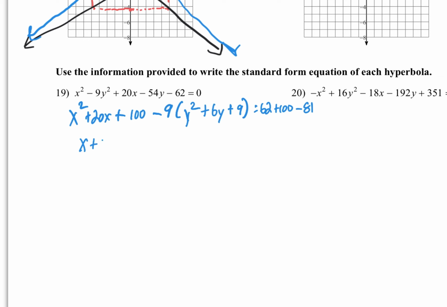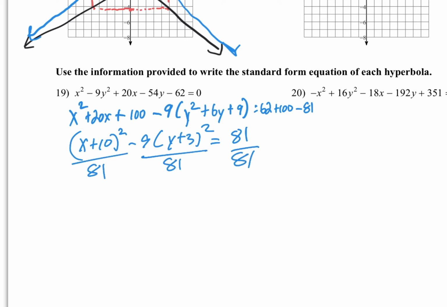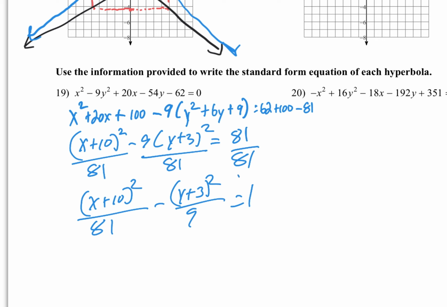Factor, x plus 10 squared minus 9 times y plus 3 squared equals, 81? 81 would make sense. Divide by 81. So we've got x plus 10 squared over 81 minus y plus 3 squared over 9 equals 1.